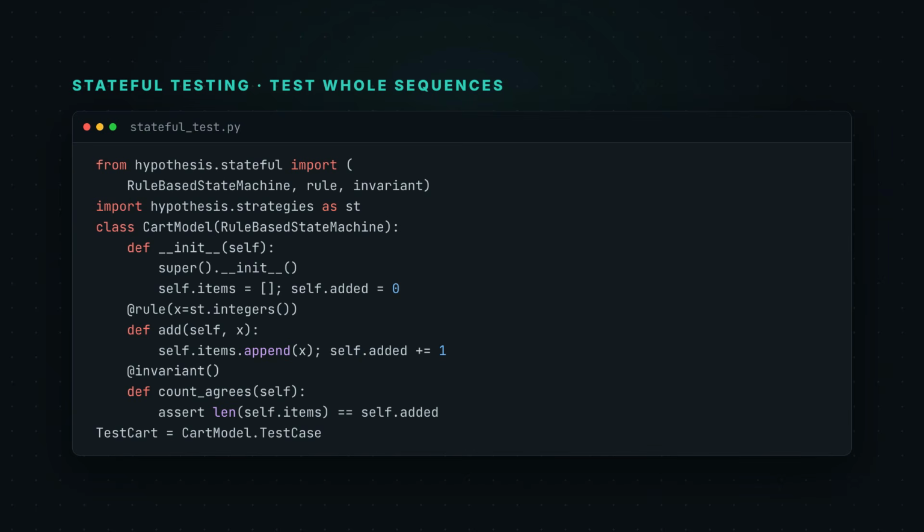Add, in orders you'd never think to script, and it rechecks the invariant after every single step. That last line turns the machine into a test your runner finds automatically.